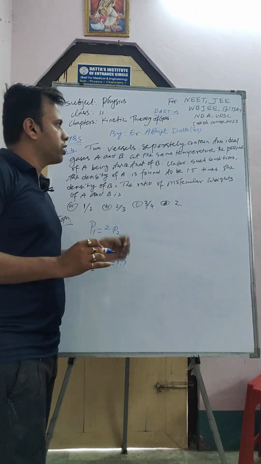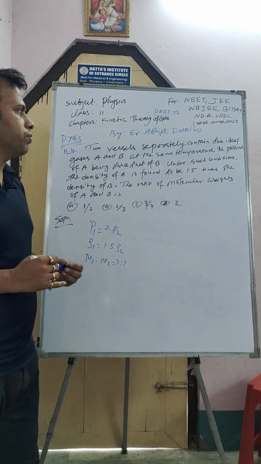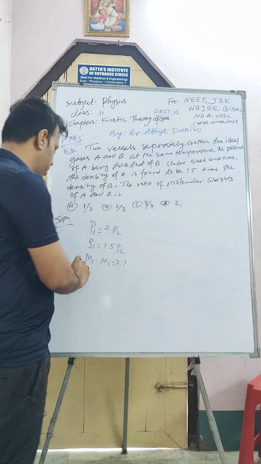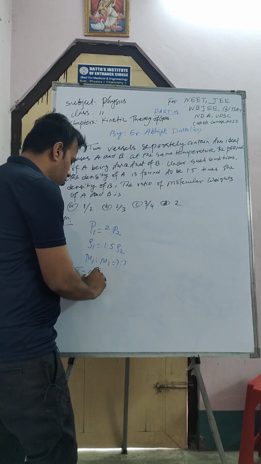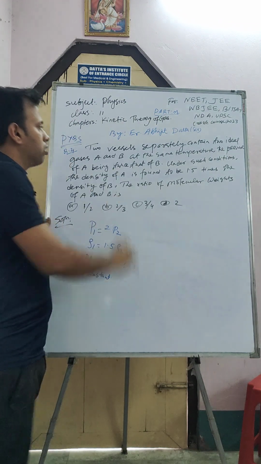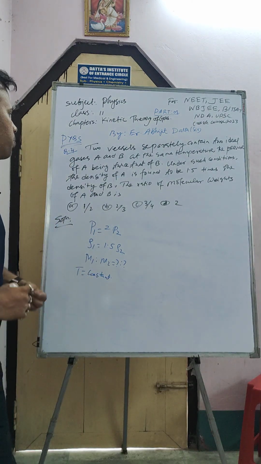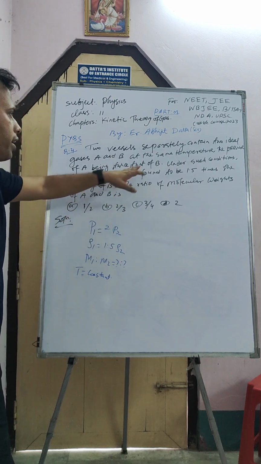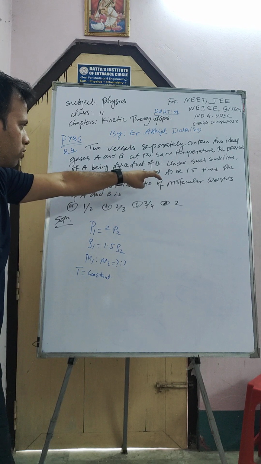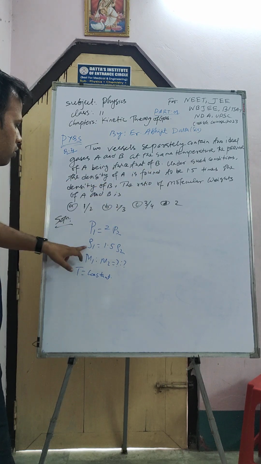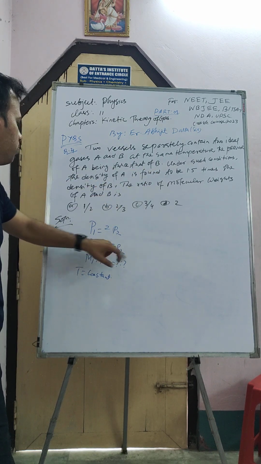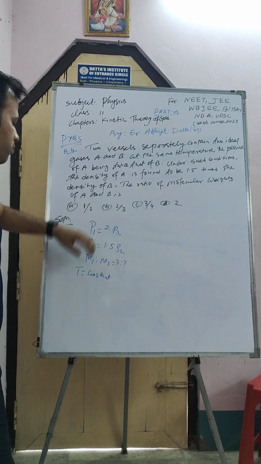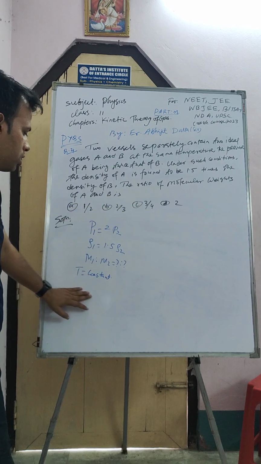So this is the question. There are two vessels separately containing identical gases A and B at the same temperature. Temperature is the same, temperature is constant. The pressure of A is twice the pressure of B, that is P1 equal to 2P2. And the density of A is 1.5 times the density of B, that is rho 1 equal to 1.5 into rho 2. The ratio of molecular weight of A and B is what we have to find out. So here T is constant.